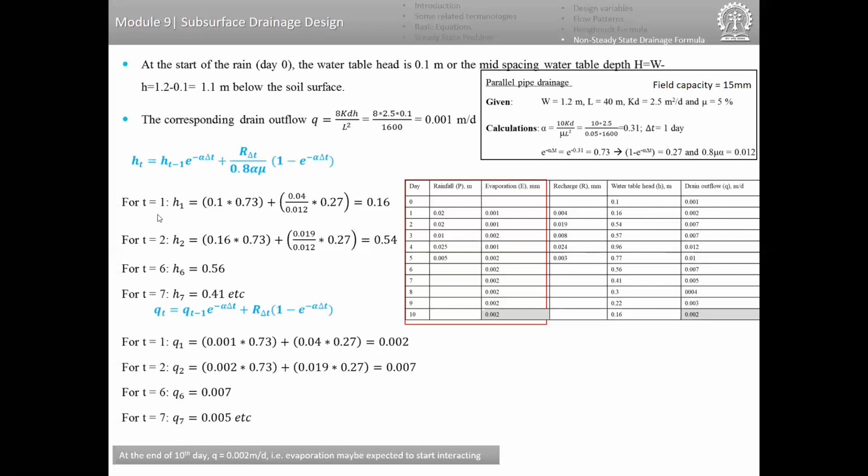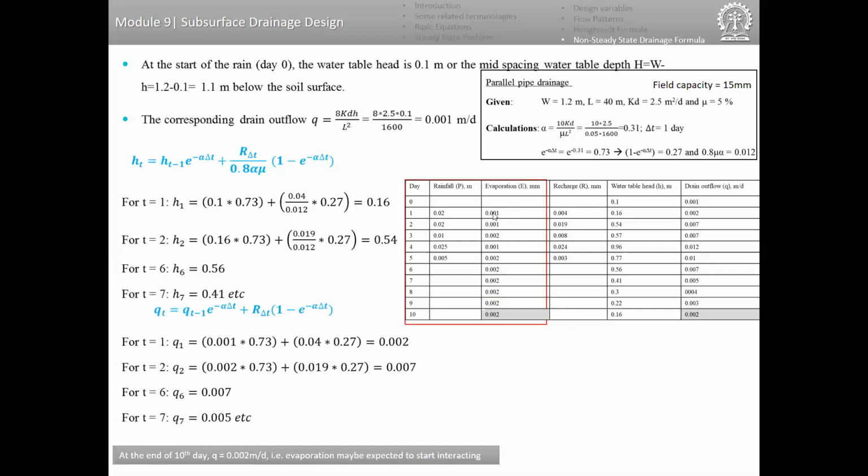Now for time t equal to 1, we can calculate H1 by putting all the values here. Ht minus 1 is known to us, that is 0.1. E to the power minus alpha delta t that we have calculated, that is 0.73. 0.8 alpha mu, that we also calculated, 0.02. The only unknown right now is R delta t, that is R. So this R we have to calculate. At the very beginning, the precipitation is 0.02, and evaporation is happening at 0.01.